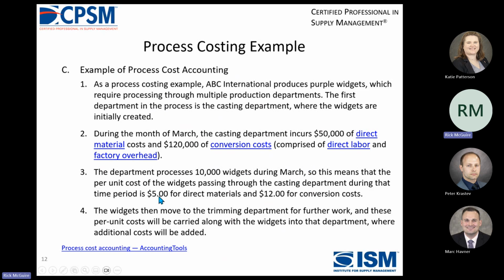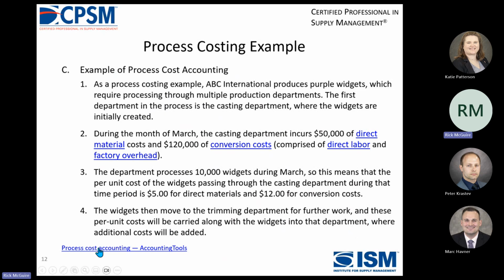So this means the per unit cost of the widget passing through the casting department during that time is $5 direct materials and $12 for conversion costs. And the widgets move through the trimming department further, and these per unit costs will be carried along with the widgets to that department.